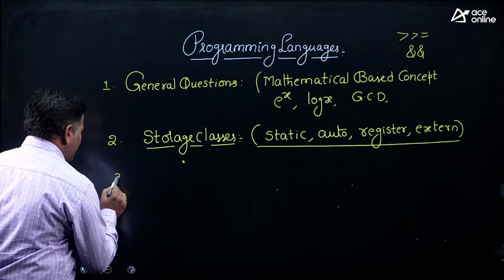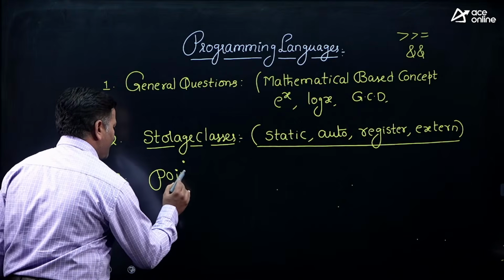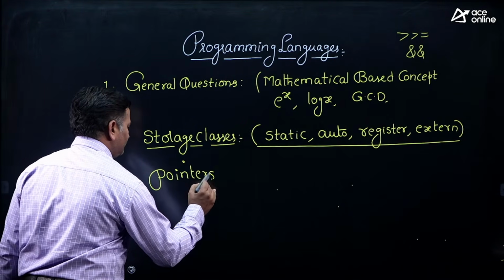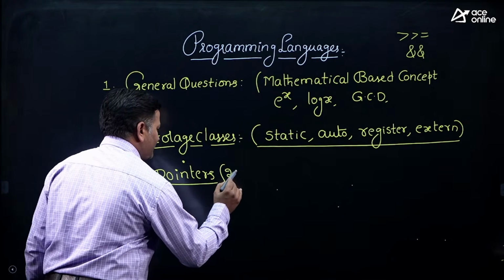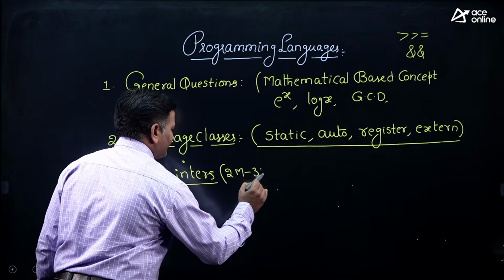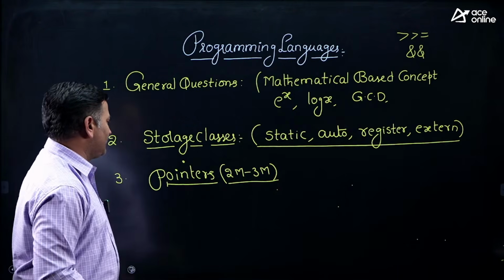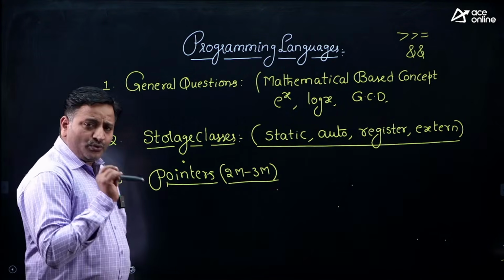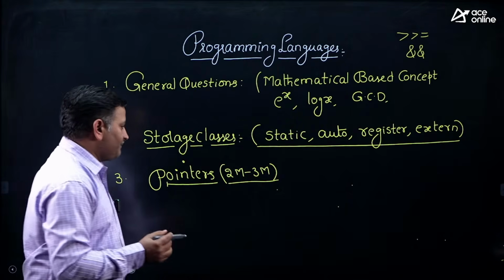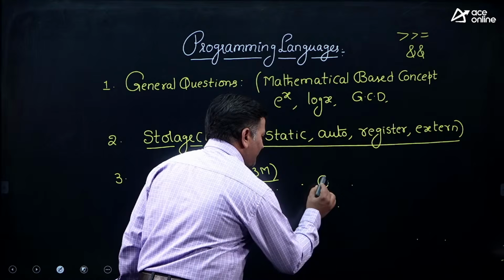After reading storage classes, you can go for another topic called pointers. I can say this is the most important topic. You can expect a minimum of 2 marks and a maximum of 3 marks. Just refer to the class notes. We spent almost 18 to 20 hours to complete pointers. In pointers, most of the questions, friends, basically focus on declaring a pointer to a one-dimensional array.